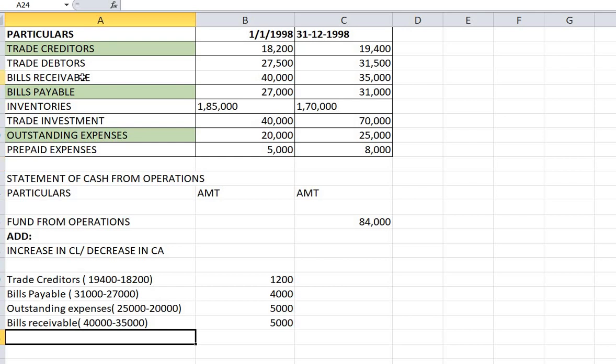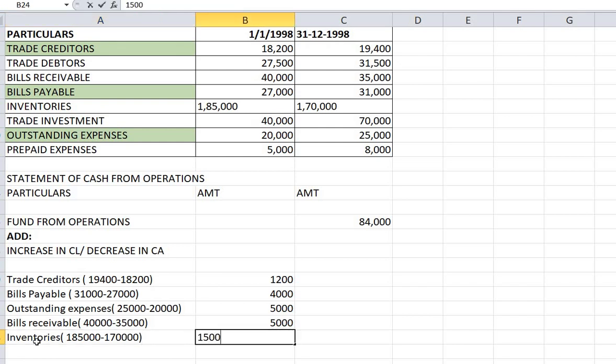Next one. Next current asset is inventory. So 1,85,000 and 1,70,000. And next one is trade investment 40,70. So that's an increase. And prepaid expenses is also an increase. So you can take this inventory here and post it here as inventories. Inventories, that is you can write 1,85,000 minus 1,70,000. So you will get 15,000 there.